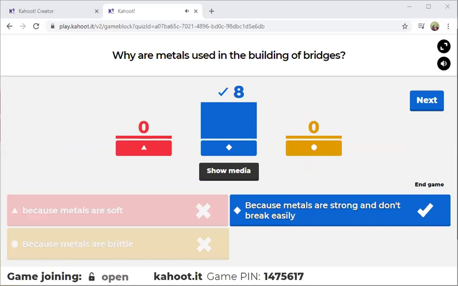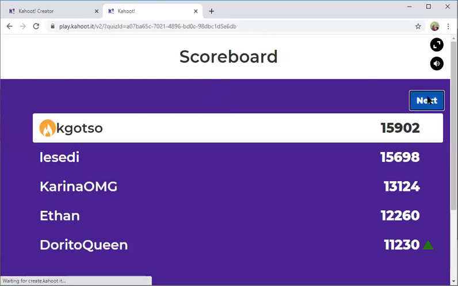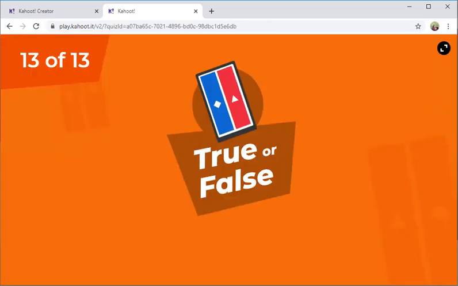Beautiful, guys. So the answer is because metals are strong and do not break easily. Well done to everyone. And let us look at the scoreboard. I see Dorito Queen made her way to the top 5. Kotso in first place, followed by Lesedi, Karina, Ethan, and Amanda. All right, last question.